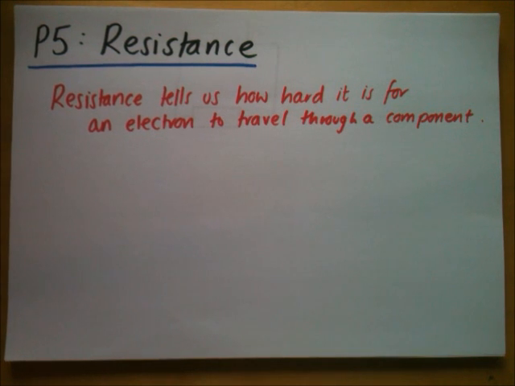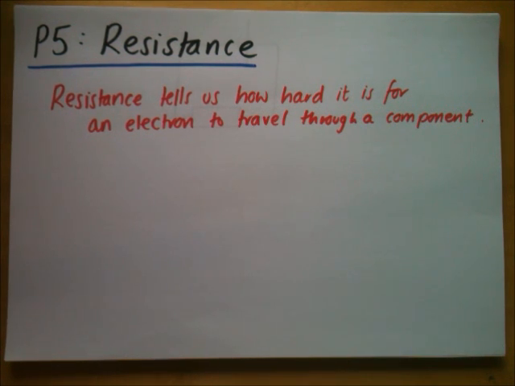The final term we really need to look at in detail for the start of electricity is resistance. Now, resistance tells us how hard it is for an electron to travel through a component. And if you think about the word resistance in the English language, it kind of makes sense to use it for that kind of thing. So the resistance movement in a war is something that makes it harder for the enemy to win. So it's something that makes something harder to do.